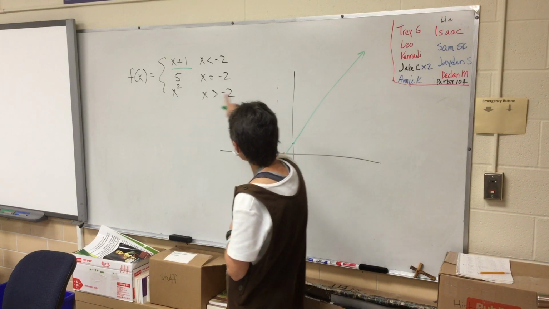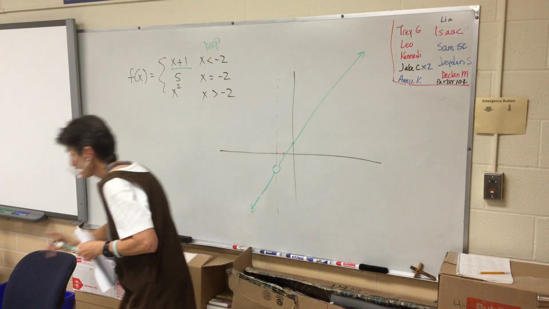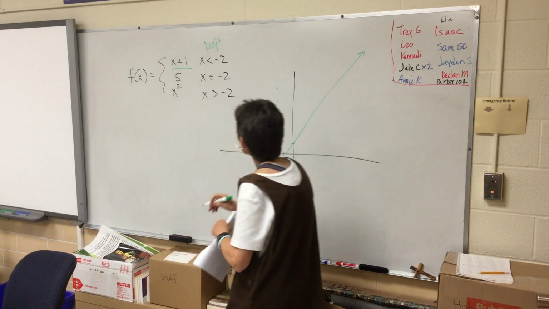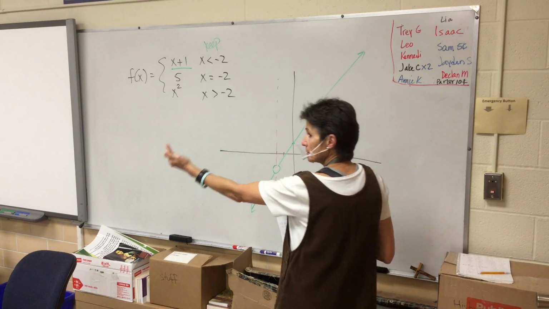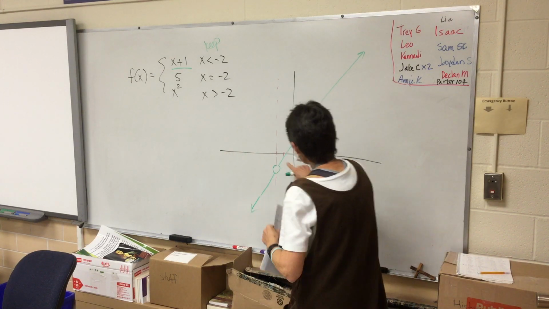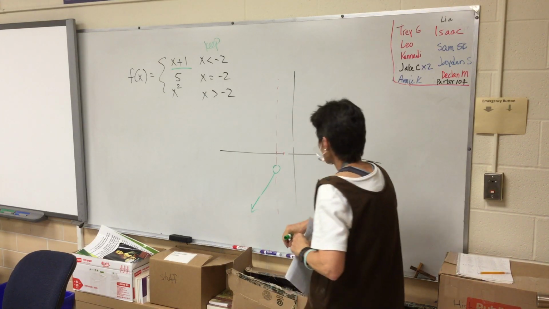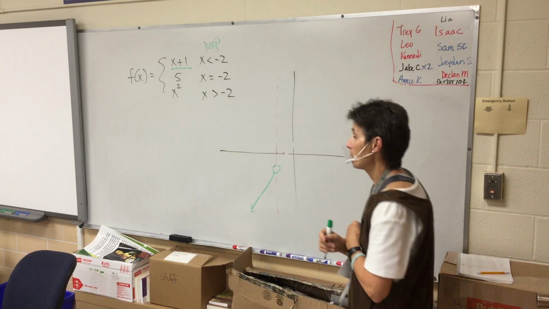And remember, your function tells you what to keep. So I'm keeping that, which means I'm keeping which side? Left. So I'm going to erase this. That's the break. That's -2. That's where it's broken.